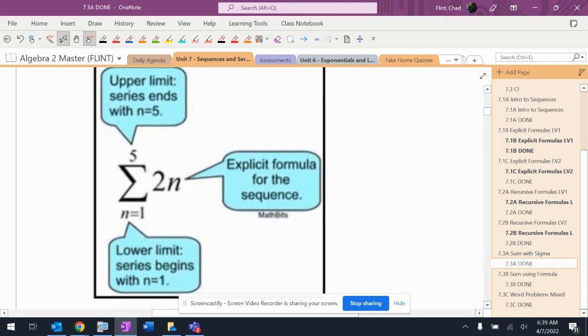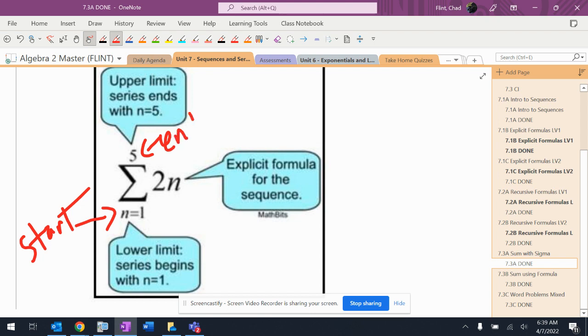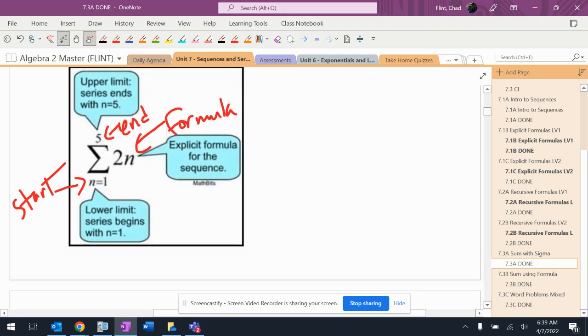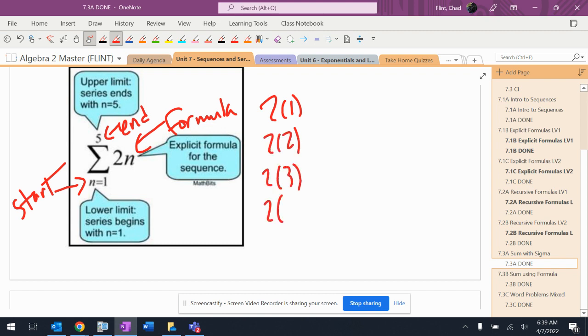This is what they look like. It's actually easier than the descriptions. You start here, you end here, and that's the formula. And you add all the terms up. So you start at n equals 1, you end at n equals 5, and you add all of the terms up. So you'd have 2 times 1, 2 times 2, 2 times 3, 2 times 4, and 2 times 5. That would give you your terms. You're going to add them together, and you're going to get a grand total.